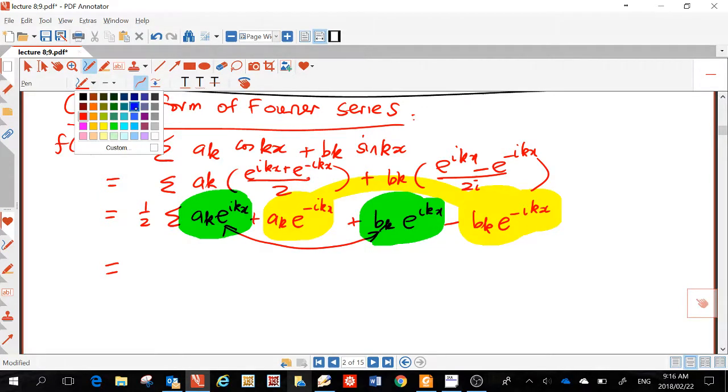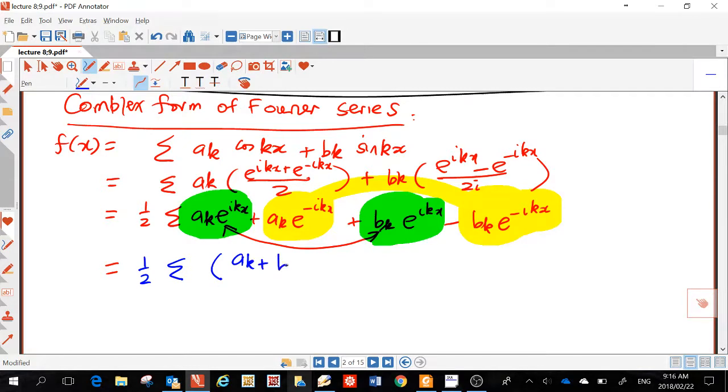Okay, so let's carry on with this game now. So that's half. I'll just keep this half here for the time being. I'll bring it into the bracket at some stage. So that's (a_k plus b_k) e^(ikx). That's the blue, the green ones. Plus a_k. Oh, where's the 2i? These ones should have an i here. You agree? I took out the 2 into the front here, but there should be an i there.